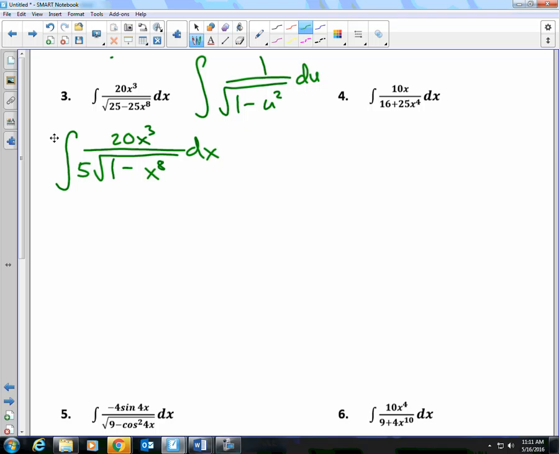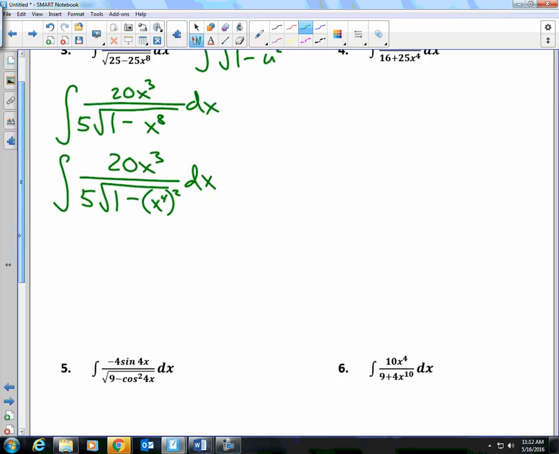Great, I've got the 1 minus. Now I need something squared. What is that something squared? So I have the integral of 20x to the third over 5 times the square root of 1 minus x to the fourth, that quantity squared dx. What is u? What is du?